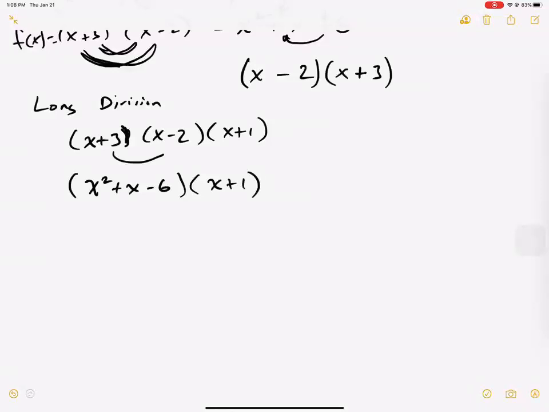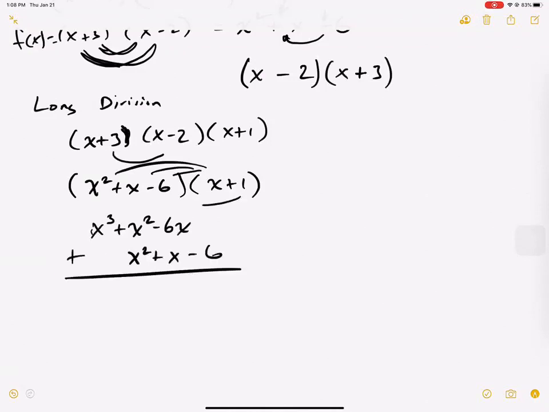We're going to multiply everyone by x, giving x cubed plus x squared minus 6x. Then we're going to multiply everyone by 1. That'll be x squared plus x minus 6. I write them in two tiers so I can combine like terms. x cubed plus 2x squared, negative 6 plus 1 is negative 5x, minus 6. Now, here's our starting point.